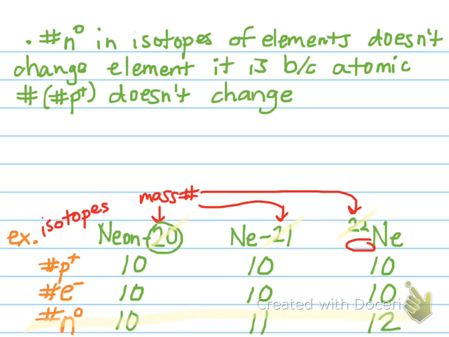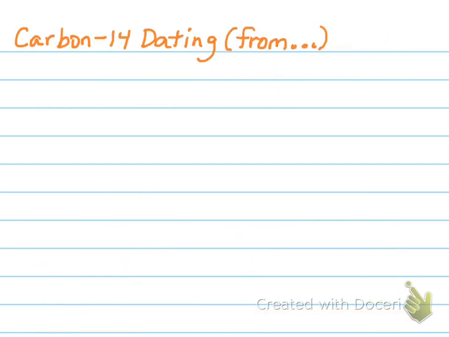So why are isotopes so important? Well, they do have some usefulness. For example, many of you have probably heard about carbon-14 dating, probably in biology class when you've talked about how they know how old fossils are. So carbon-14 dating is called radiometric dating.